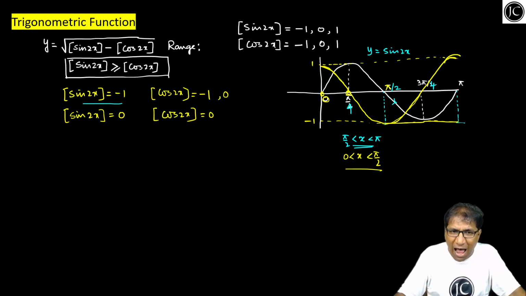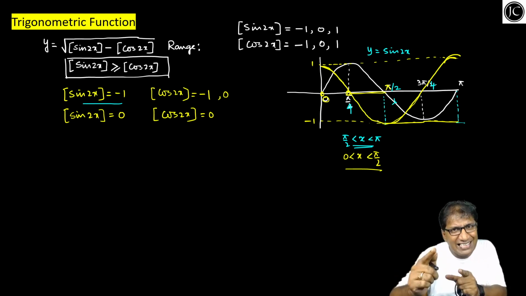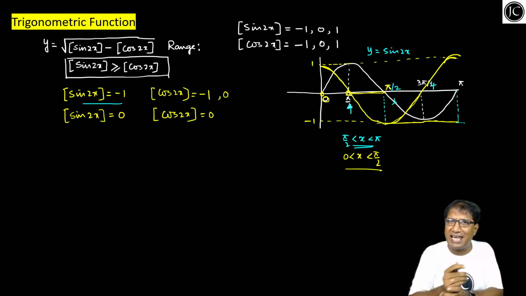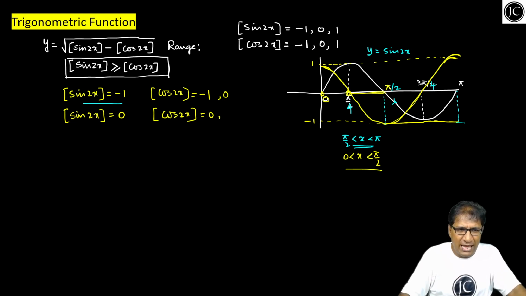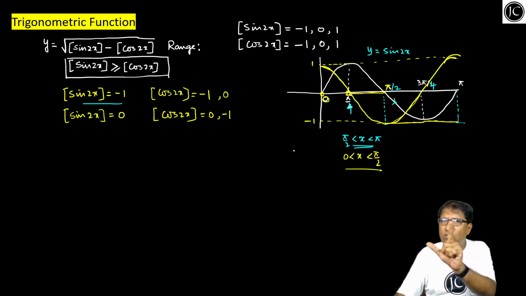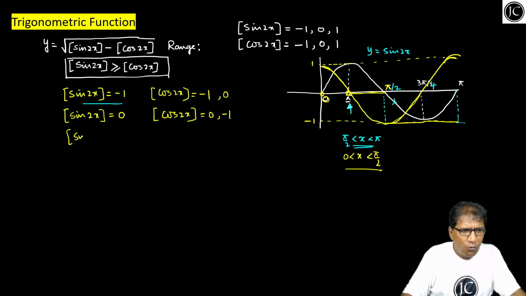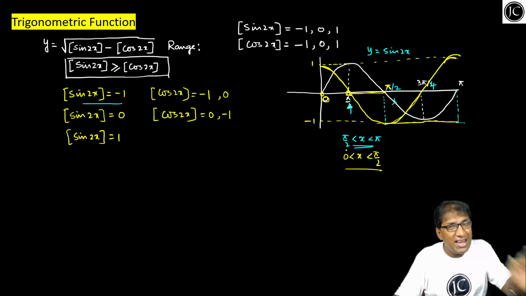और देखो बच्चों, pi by 4 से जब pi by 2 के अंदर है, in that case, your cos 2x is assigning all the values between -1 and 0. So, in that case, your box of cos 2x will take the value -1. मतलब यहां पर ये हो सकता है -1. मतलब जब box of sin 2x is 0, in that case your box of cos 2x is either 0 or -1. Clear हुआ?